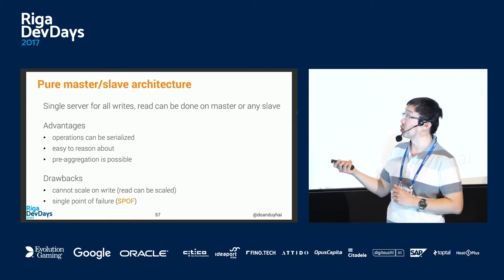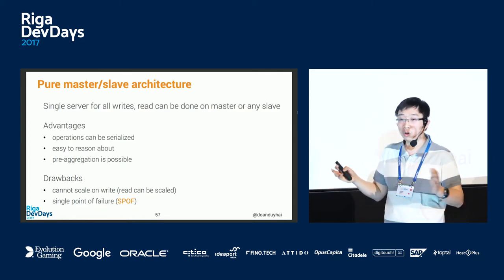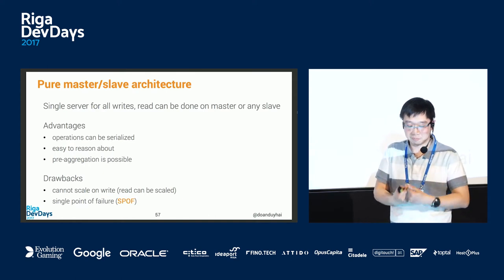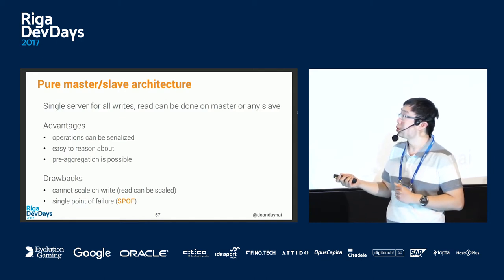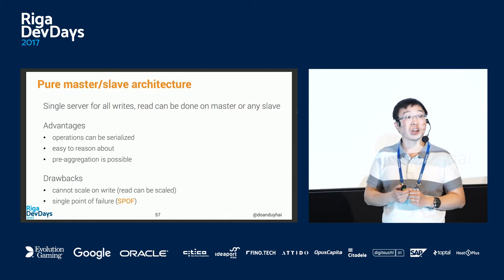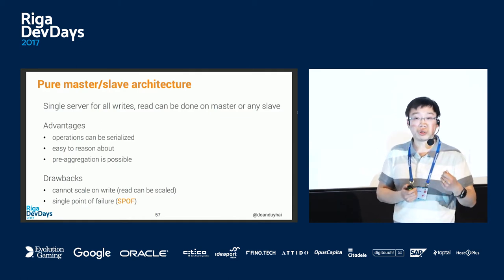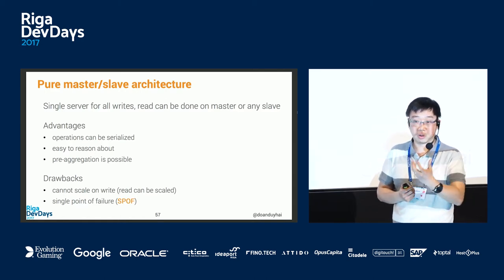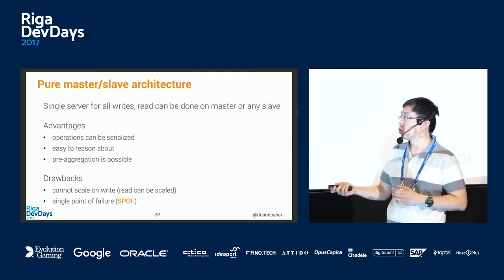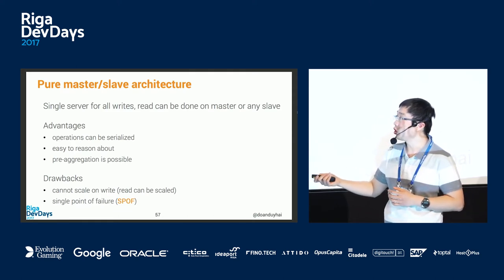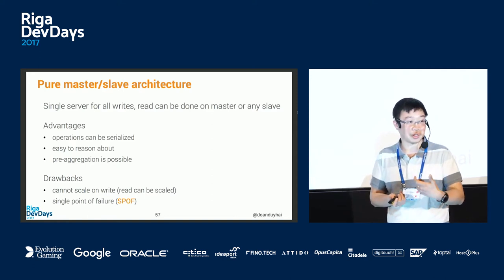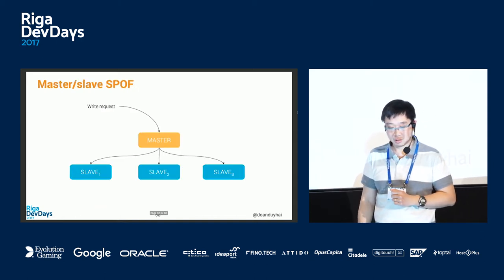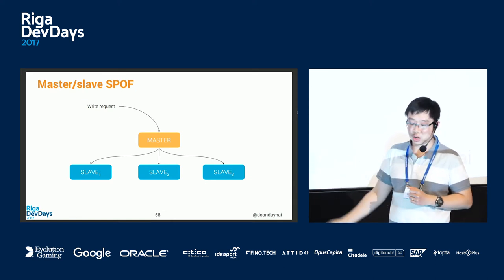It is easy to reason about, because all of your problems are single machine problems, because all of your requests always go through a single machine. You can also perform pre-aggregation. What do I mean by pre-aggregation? For example, you can pre-compute the average value, the sum, the mean, the max, and so on, on the master. The drawback is, of course, you cannot scale on write. Read can be scaled if you accept to lose some consistency. And of course, you have a single point of failure. So this is the diagram of a classical master-slave architecture.